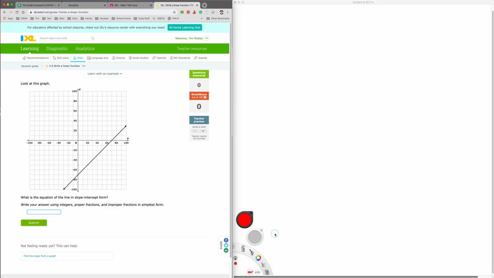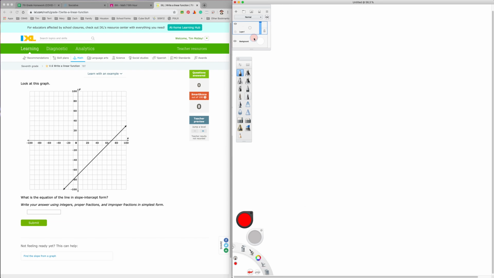Okay, I've had a few students send me an email or a comment asking about the IXL section V.6. Based on the title, it's write a linear function.